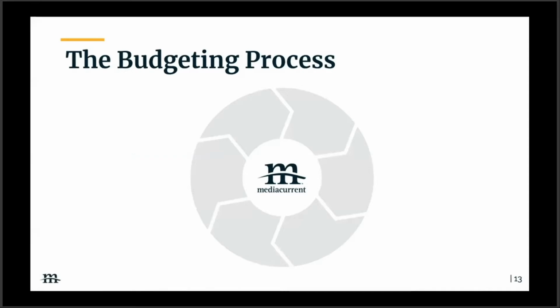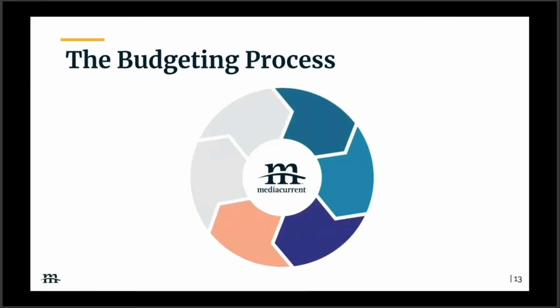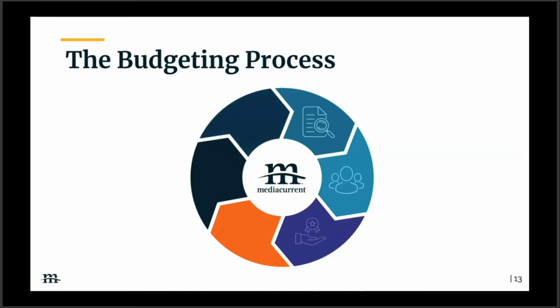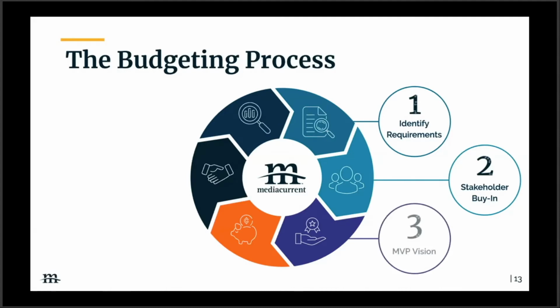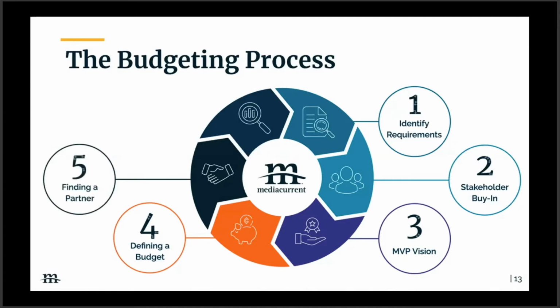So let's look at the 6 steps of the budgeting process that you should be going through with each project. First, identifying your requirements. Second, making sure you have the right stakeholder buy-in. Third, understanding and having a shared minimum viable product vision. Fourth, defining the budget, which is why we're here today, to help you navigate that. And then finding the right partner if you need outside help. And then lastly, as I mentioned earlier, tracking your spending.